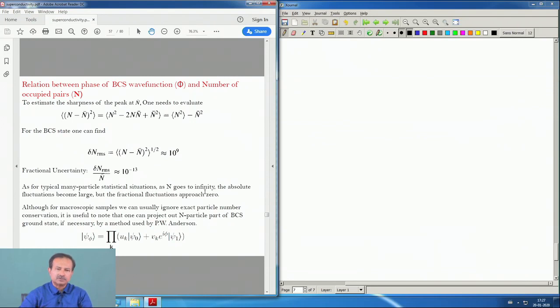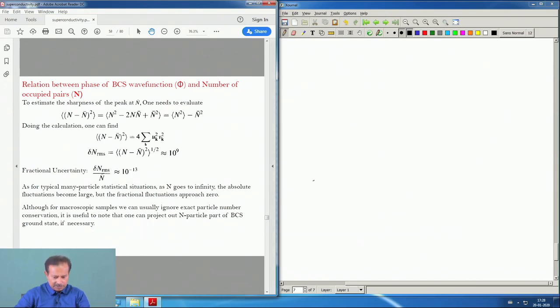So you can actually work with the BCS wave function in a macroscopic system, and you can ignore exact particle number conservation, but one can actually go beyond this. From the BCS wave function, you can actually project out the fixed number part, a fixed number wave function also. So suppose you want to find out what the wave function is corresponding to the term that gives me, say, n by 2 pairs or n particles.